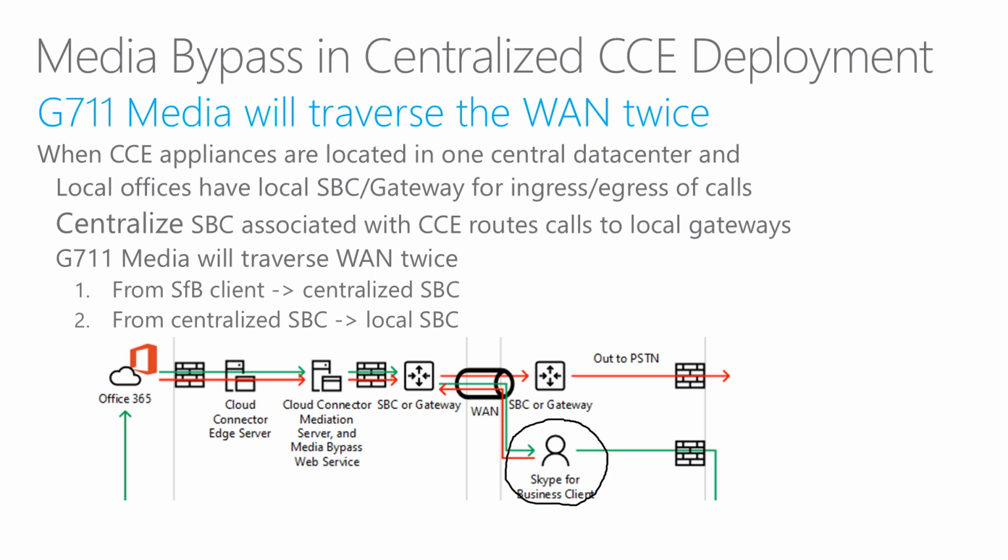Once, when the client makes a direct connection for the media flow to the SBC that's associated with its Cloud Connector Edition deployment. And then second, outbound from the SBC through the same WAN connection in the office where the user is to the SBC or gateway, and from there out to the PSTN.